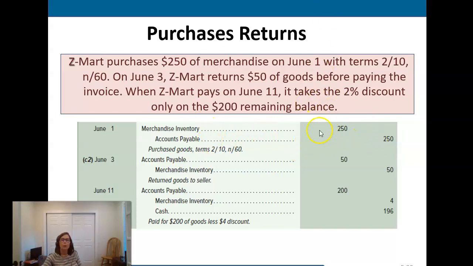We've got our original purchase, which is just like every other purchase on account. And then we've got the items that we returned here of $50. So it's going to reduce our merchandise inventory as well as our accounts payable. And then we've got the discount that we're going to take. Because we've returned 50 of the original 250, we only owe them 200. 2% of 200 is going to be $4. And we're going to credit that back to merchandise inventory. They're going to get their $196, and we're going to wipe out the balance on the accounts payable by entering a debit.